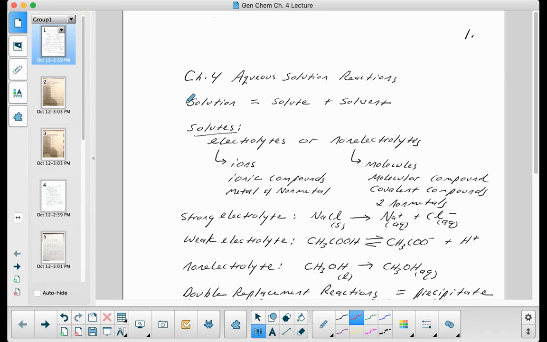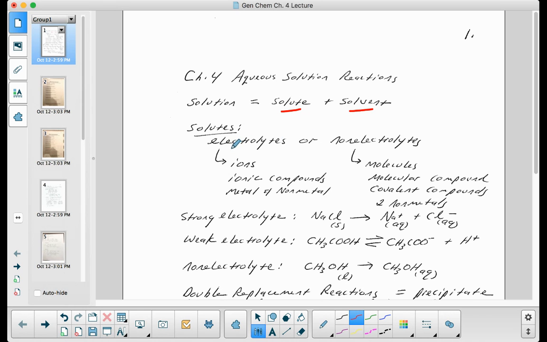Aqueous solutions. So first of all, what is a solution? A solution is a homogeneous mixture made up of a solute and a solvent. And the solute is the substance being dissolved, and the solvent is the substance doing the dissolving. So salt in water. Salt is a solute, water is a solvent.